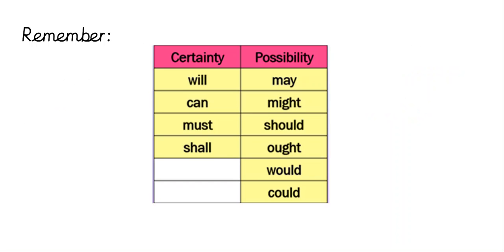So have a look at this table then. Remember, modal verbs show certainty and possibility. All of these ones down the left-hand side here, will, can, must, and shall, show certainty. That means it's 100% going to happen. Down the right-hand side here, these are our possibility modal verbs. These show that it may happen, but then again it might not. So we've got may, might, should, ought, would, and could.